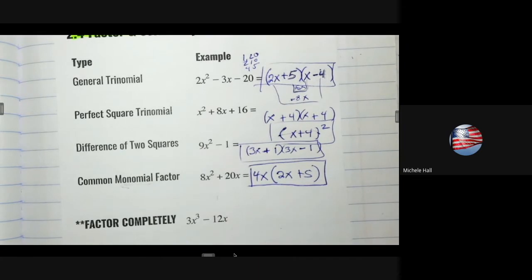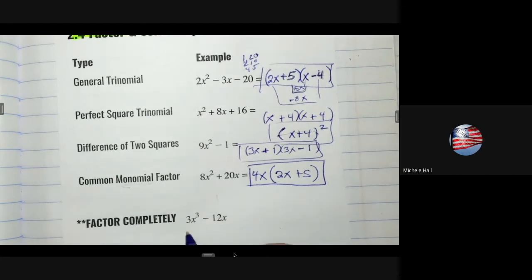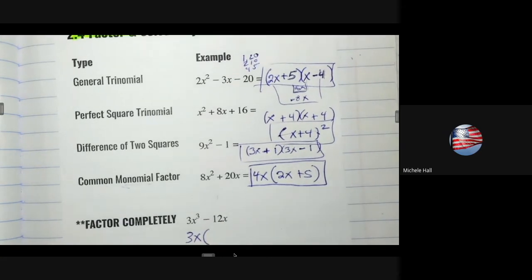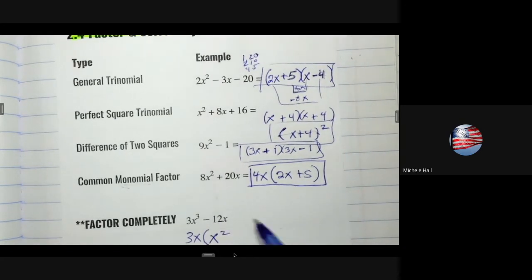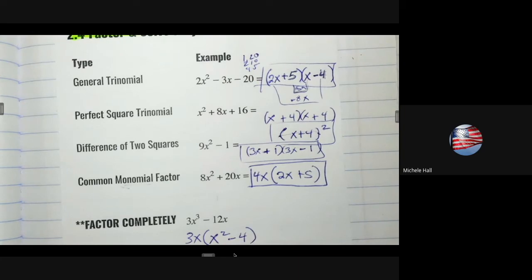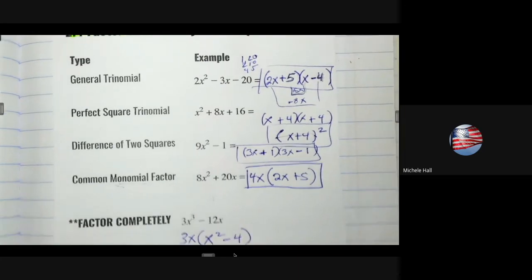Factor completely. Okay, I'm looking at this, and I can see they both have a 3 in common, and they have an x. So I'm going to divide out a 3x. 3x cubed divided by 3x is going to be x squared. And then negative 12x divided by 3x is -4. Again, you can just check by distributing that back.